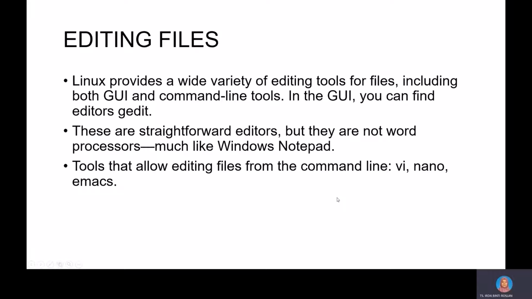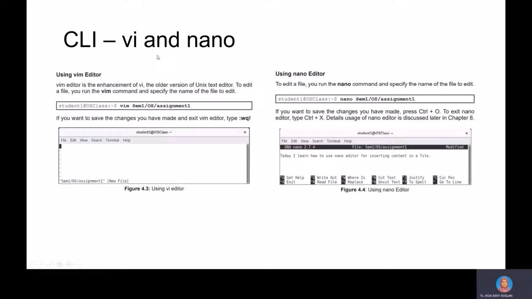We can see here, these are command line interface editors, which are VI and Nano. We can see side by side the difference. This is using the Vim editor. The Vim editor is an enhancement of VI, the older version of the Unix text editor.